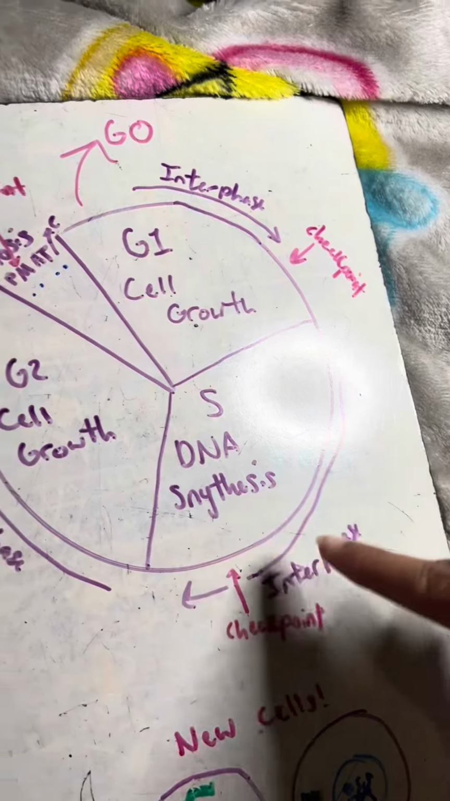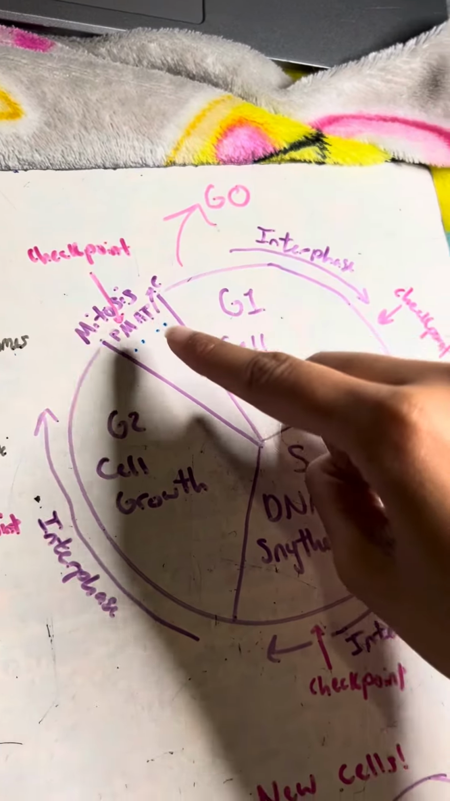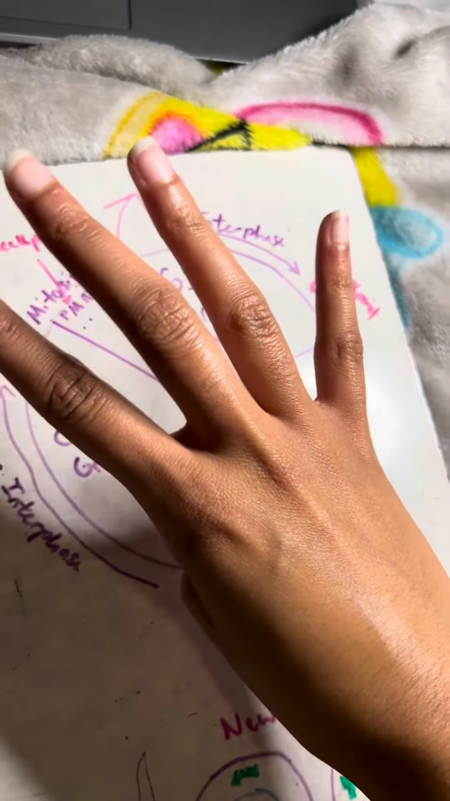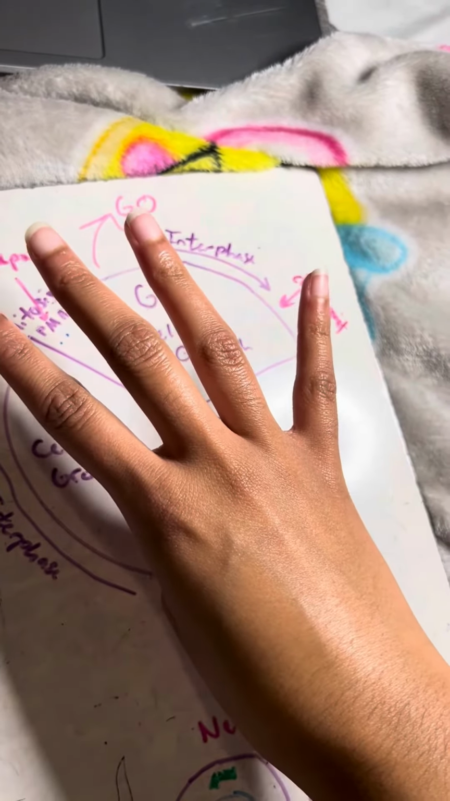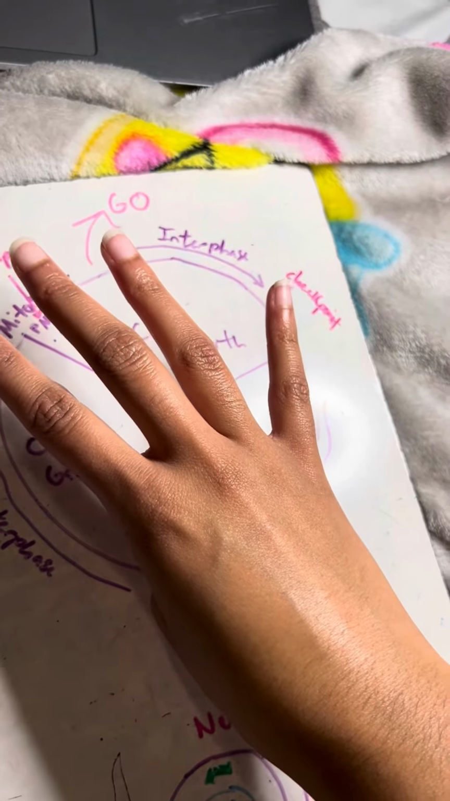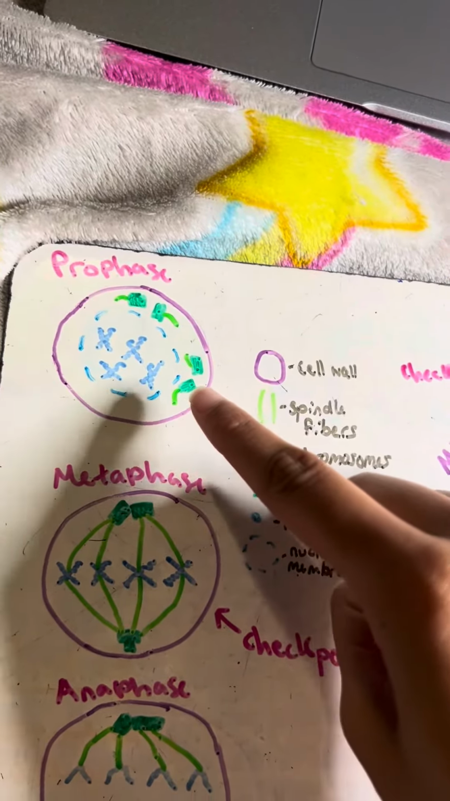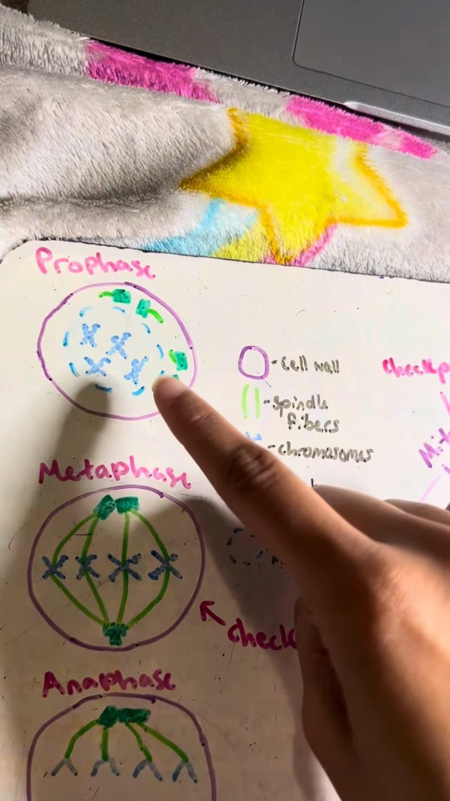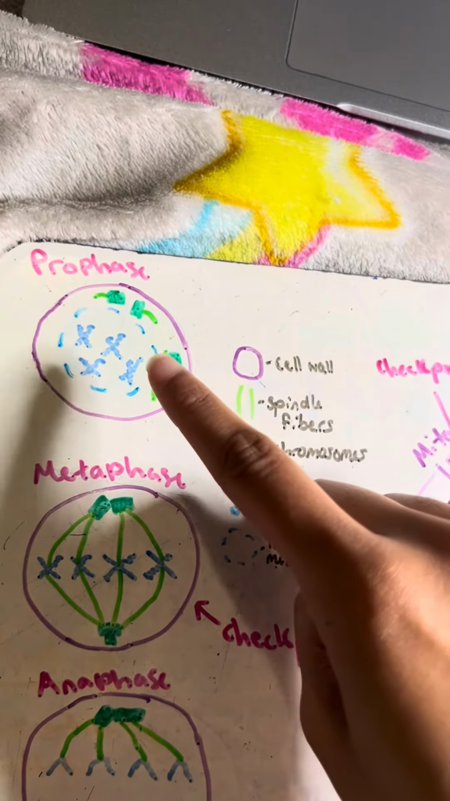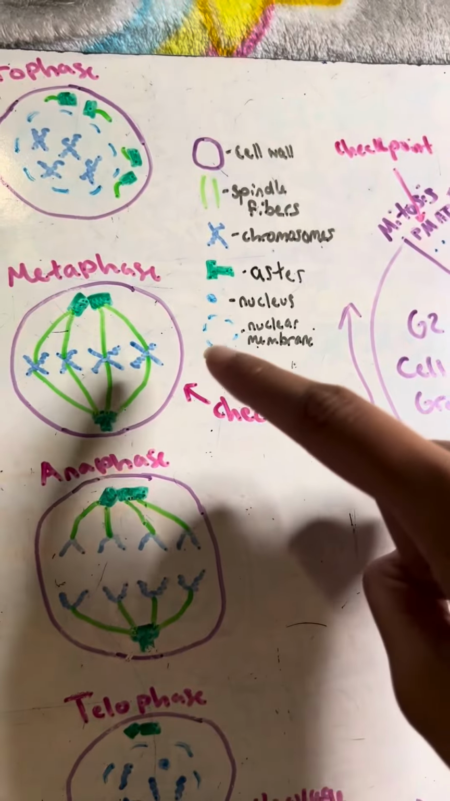The fun part is when we get to M phase, mitosis. The M phase can be broken down into 4 base phases: prophase, metaphase, anaphase, and telophase. One way to remember these words is by saying PMAT. Let's start with prophase. This is where the nucleus breaks down, chromosomes start to condense, and mitotic spindle fibers start to form. Next, metaphase. Chromosomes begin to line up at the metaphase plate.